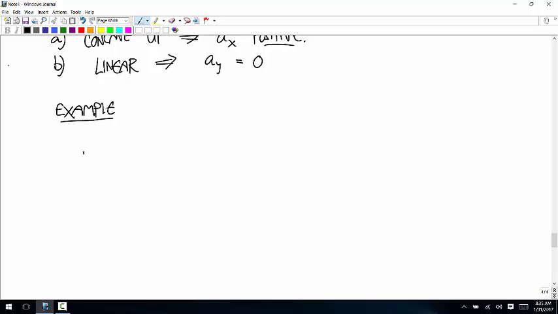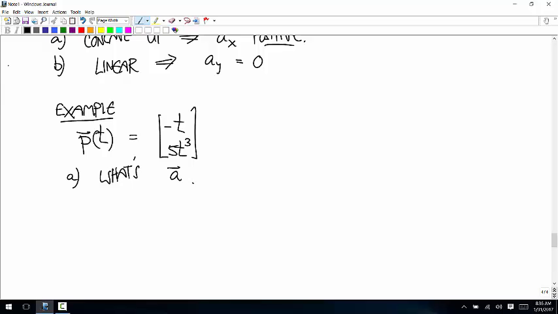Here's another example. Let's say that the position as a function of time is equal to negative t, 5t cubed. And we want to know what's the acceleration as a function of time. And then we want to know what's the acceleration at time equals 1 second.